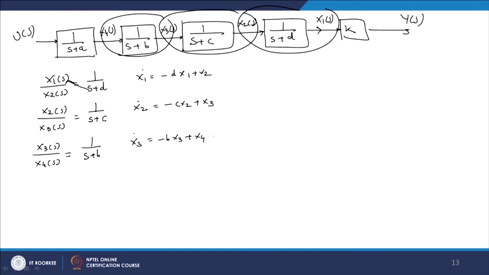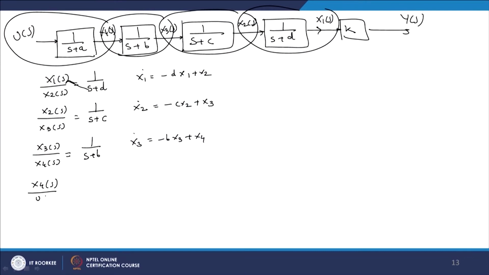And now regarding this block, that is x4 of s by u of s, we can write as 1 upon s plus a. Now, again we cross multiply it, what we will get? We will get x4 dot equal to minus a x4 plus u. So, here we got 4 equations, x1 dot, x2 dot, x3 dot and x4 dot.